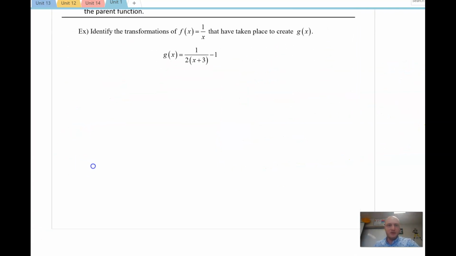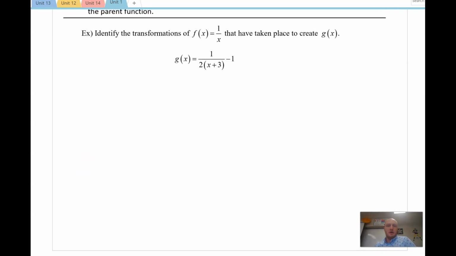Next example. Identify the transformations. So f of x equals 1 over x. Thus, g of x is equal to 1 over 2, okay, there's a 1 over b value, times x plus 3. There is my h value. And I have a k value that is negative 1. So again, I make my little notes. 1 over b is equal to 2, thus b is equal to 2. That's going to be a horizontal stretch.